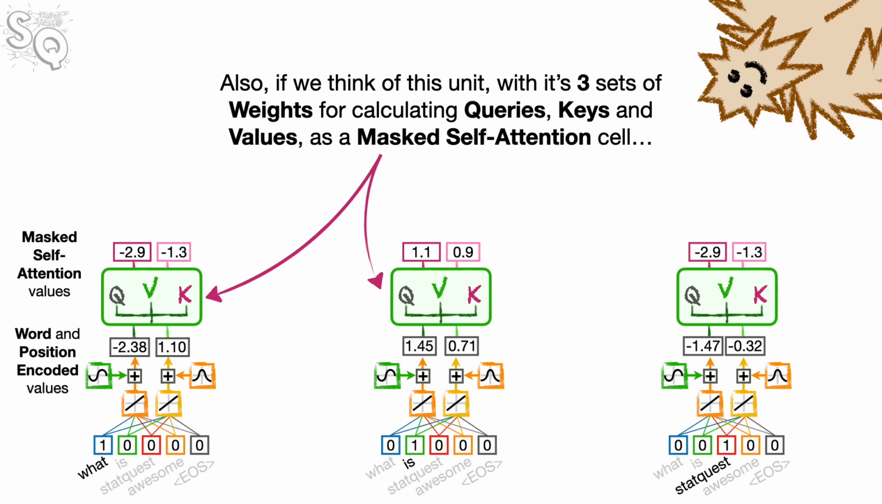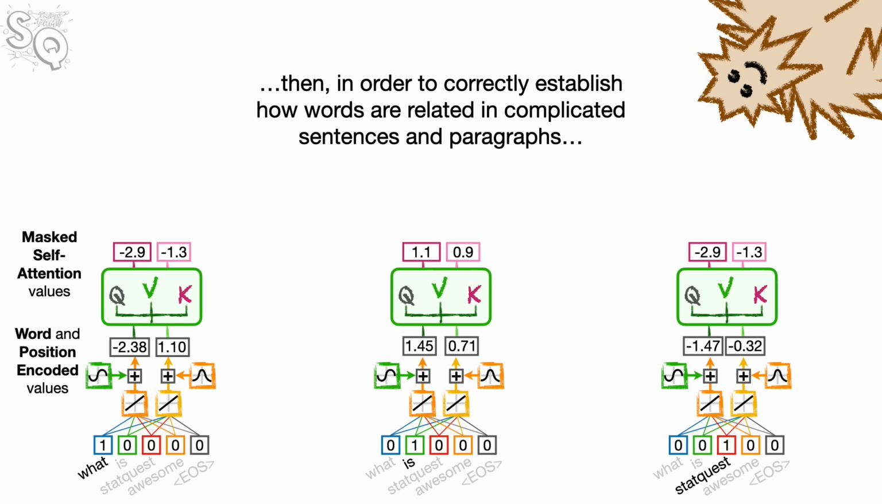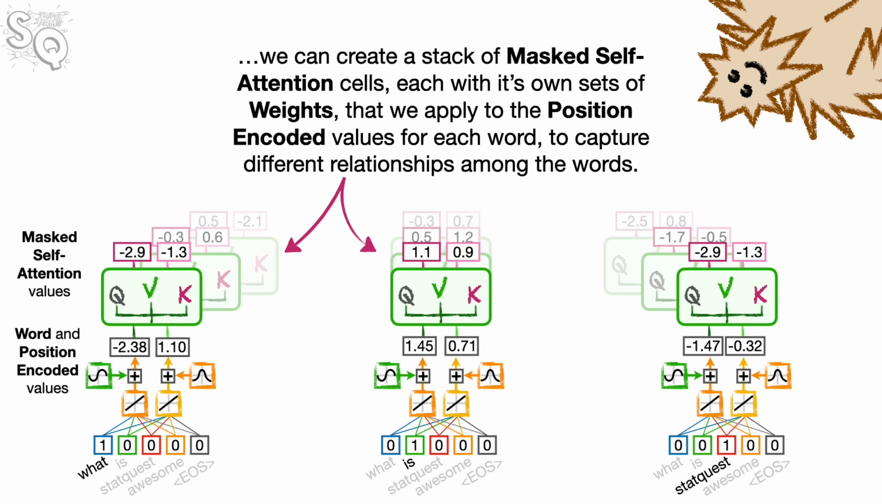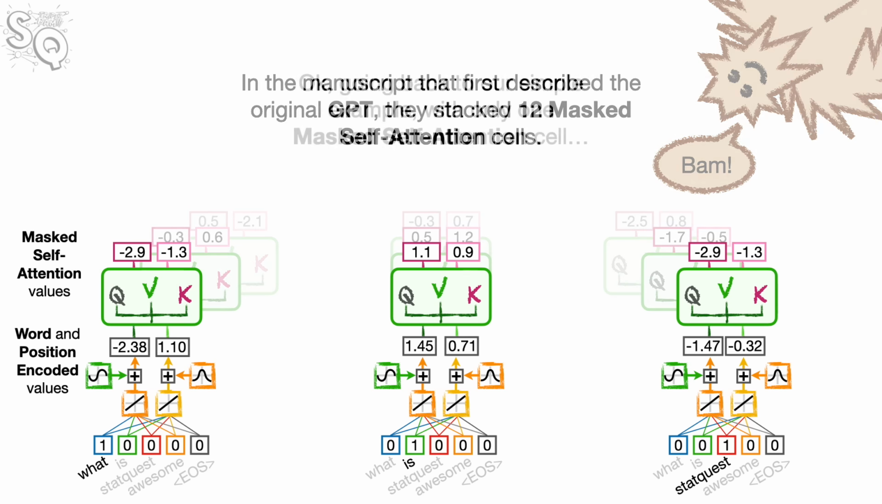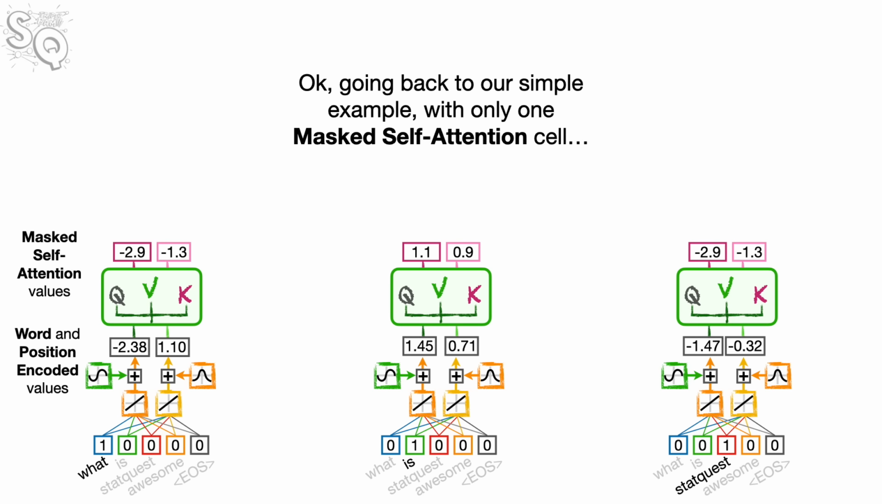Also, if we can think of this unit with its three sets of weights for calculating queries, keys, and values as a masked self-attention cell, then, in order to correctly establish how words are related in complicated sentences and paragraphs, we can create a stack of masked self-attention cells, each with its own sets of weights, that we apply to the position-encoded values for each word to capture different relationships among the words. In the manuscript that first described the original GPT, they stacked 12 masked self-attention cells. Bam!